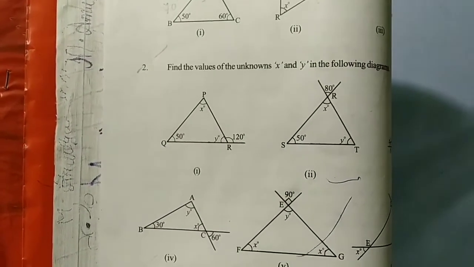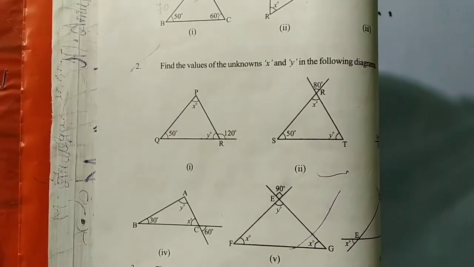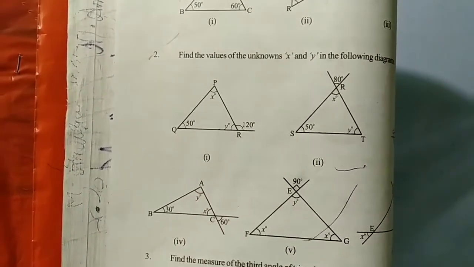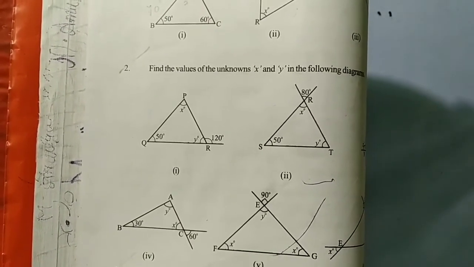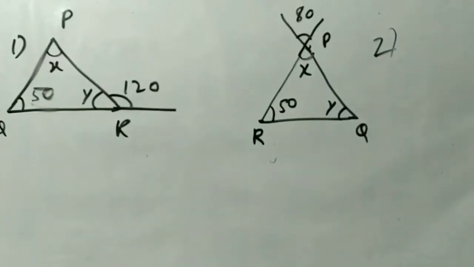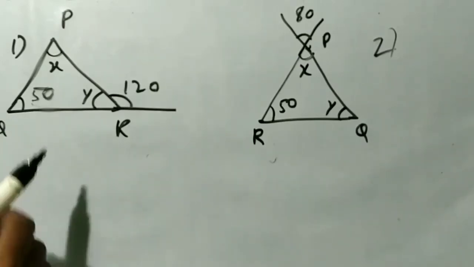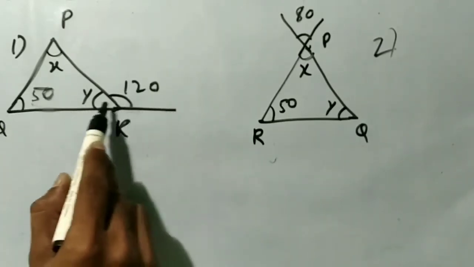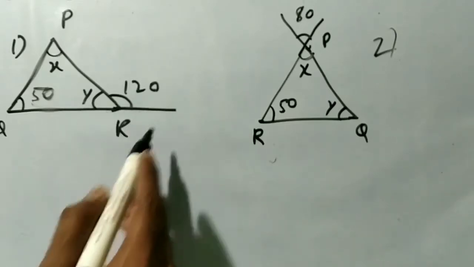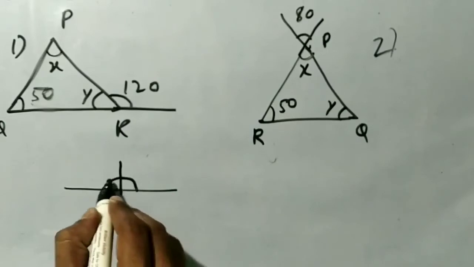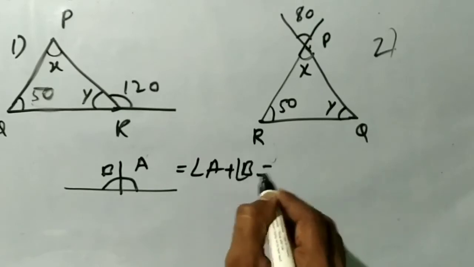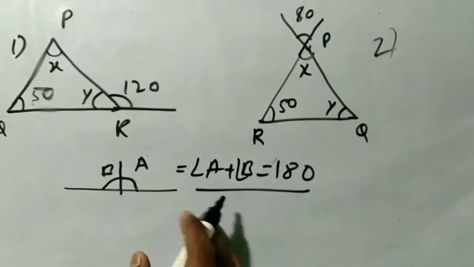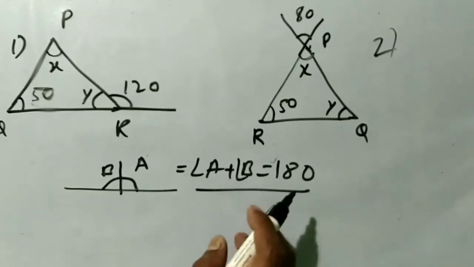Here is the second bit of the third exercise, where the external angles are also given. Let us find the first one and second one. The diagram itself says what the angles are like. Here is a linear pair of angles, that is adjacent angles. In a straight line, we know that the two angles, angle A and angle B, add up to 180. That is adjacent angles and also a linear pair of angles.